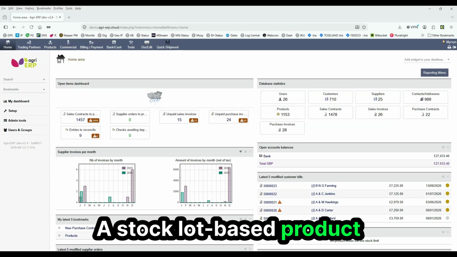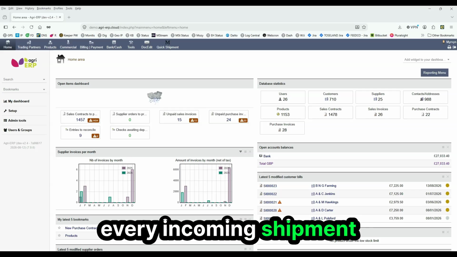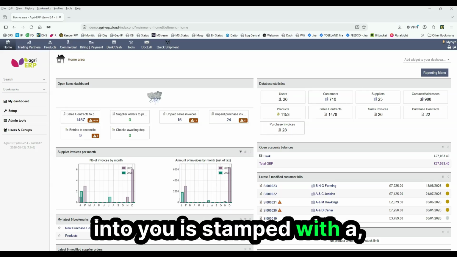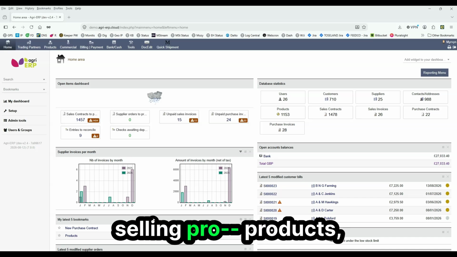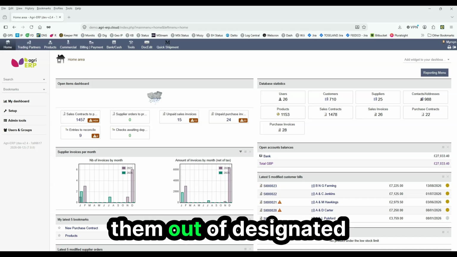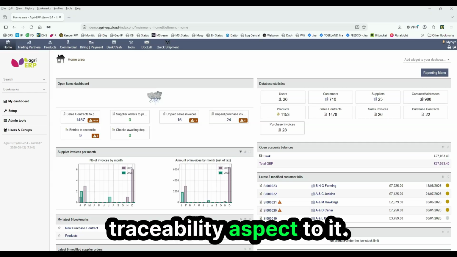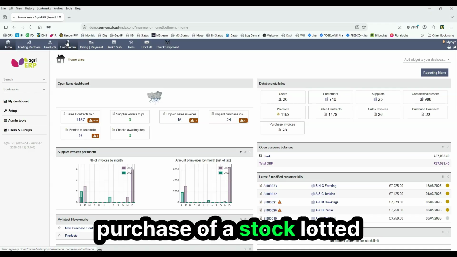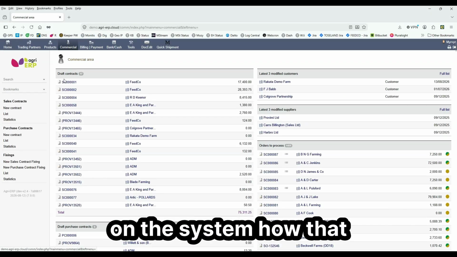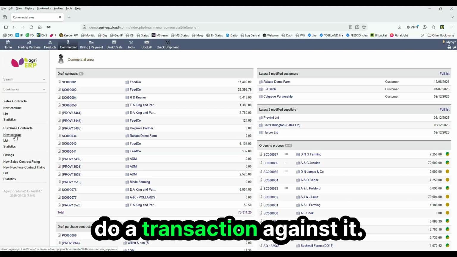A stock lot based product on our system is one where every incoming shipment into you is stamped with a record of its stock lot. And then when you're selling products, you're actually taking them out of designated stock lots. So you have a traceability aspect to it. If we set up a purchase of a stock lotted product, I can show you how it appears on the system, and then we could do a transaction against it.